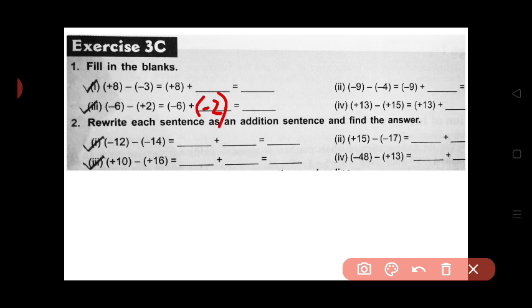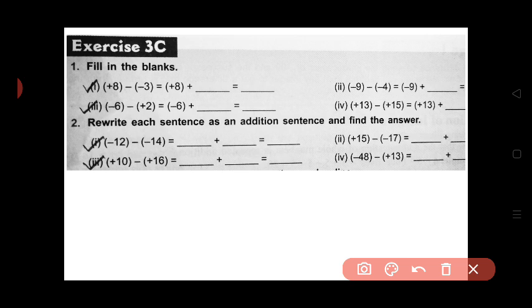So what is the answer now? Minus 8. Okay. So the next question is rewrite each sentence as an addition sentence and find the answer. This is also like the first one, minus 12 minus minus 14.